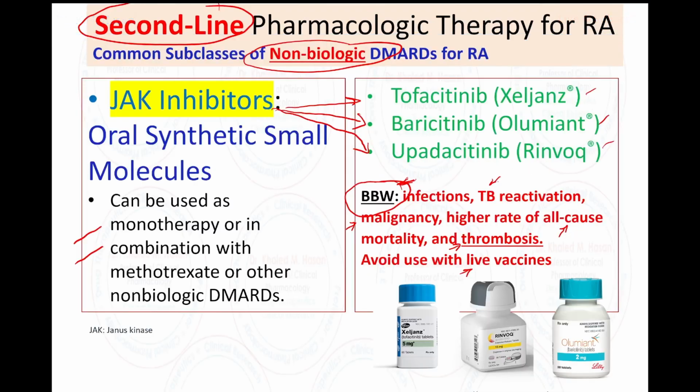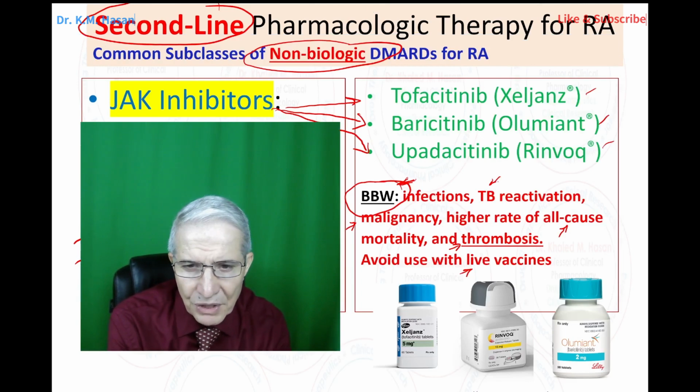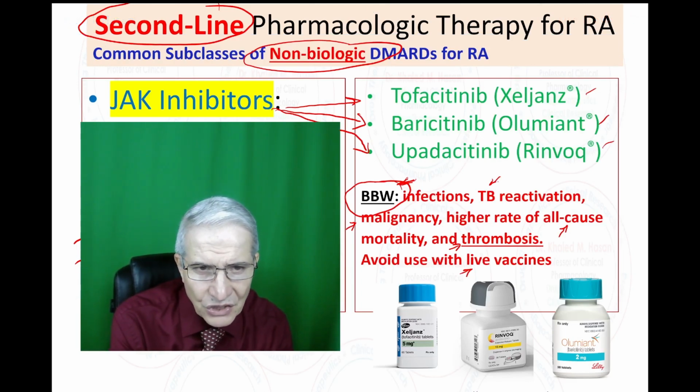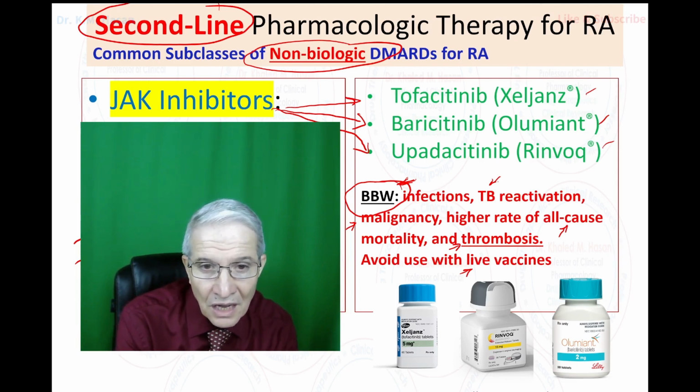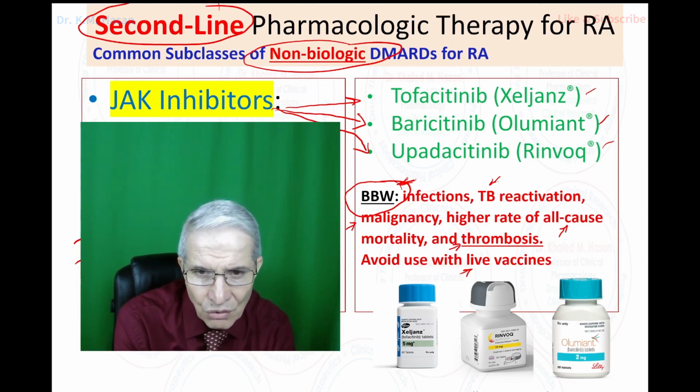So again, we need to remember these three medications that belong to the JAK inhibitors. We have Xeljanz, Olumiant, and Rinvoq: tofacitinib, baricitinib, and upadacitinib. These medications are considered JAK enzyme inhibitors. This is number one. Number two, non-biological, second line treatment for rheumatoid arthritis. And what else? We need to monitor the patient. We have a black box warning, BBW, standing for increased risk of infection, reactivated tuberculosis, increased risk of malignancies, increased risk of mortality, and increased risk of thrombosis.